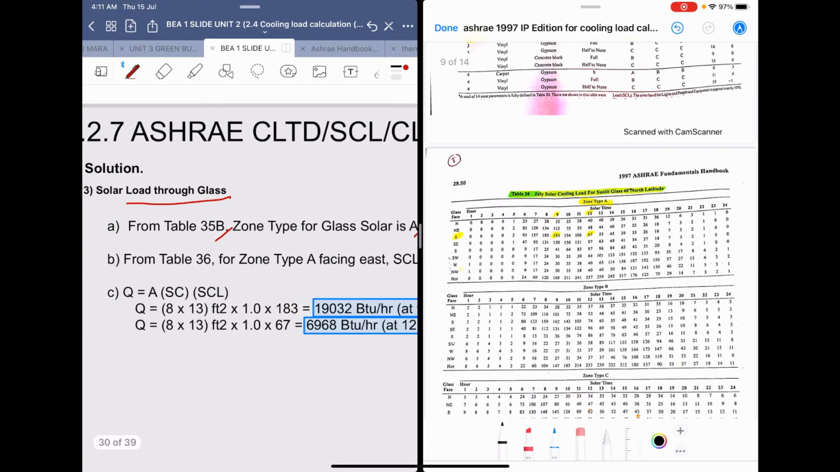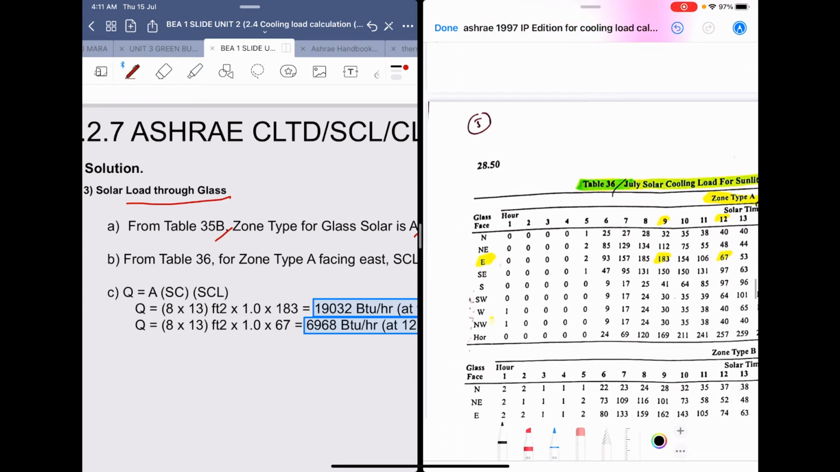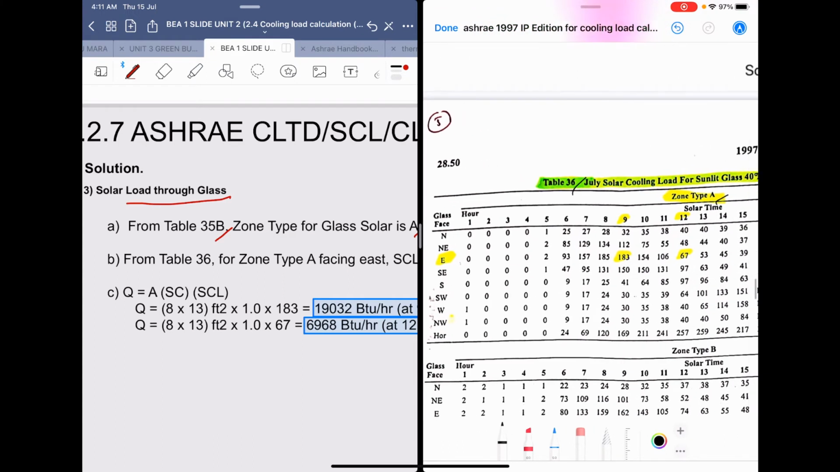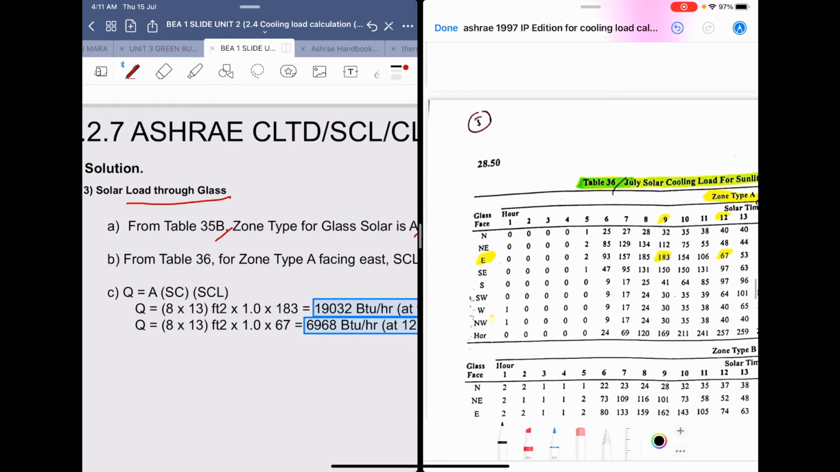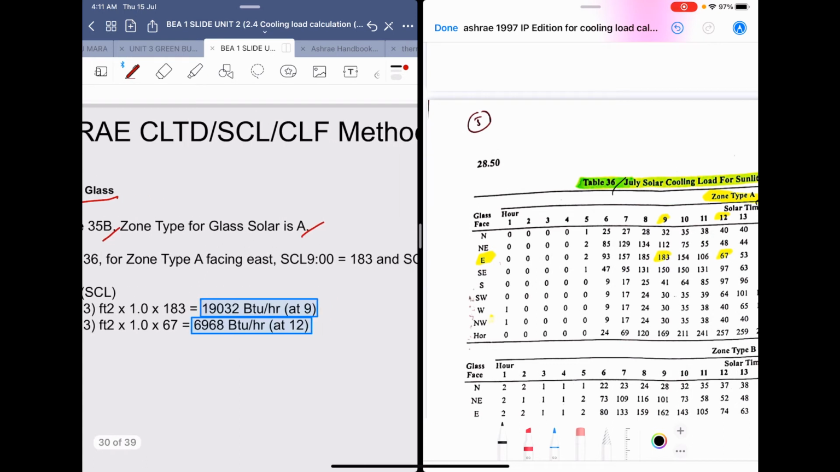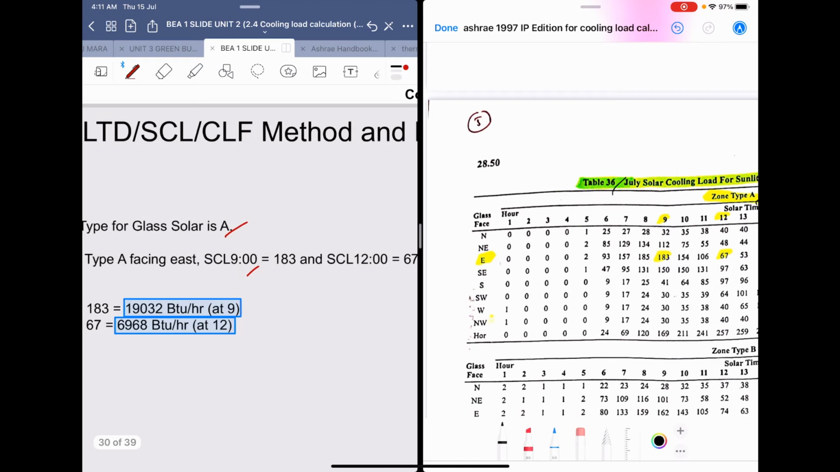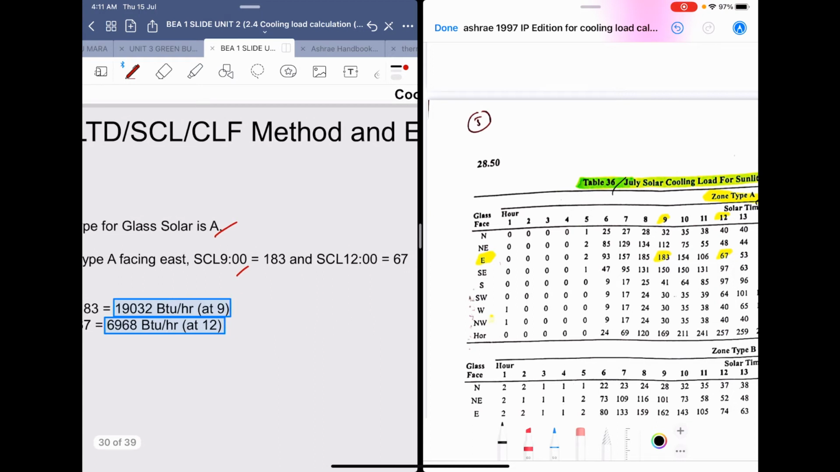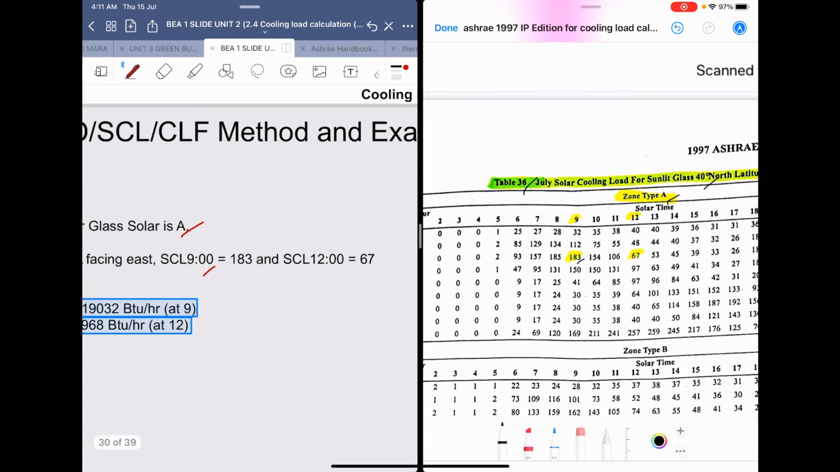For table 36, for zone type A, on July, the solar cooling load for the 40 degrees latitude, we can see that the solar cooling load at 9 AM is for glass facing east. At 9, the SCL is 183, while at 12 noon, the SCL, solar cooling load, is 67.